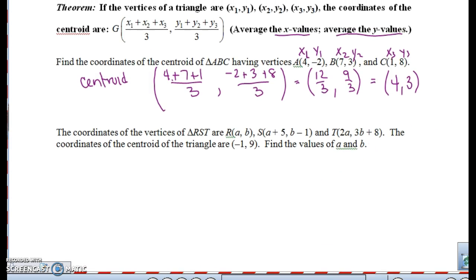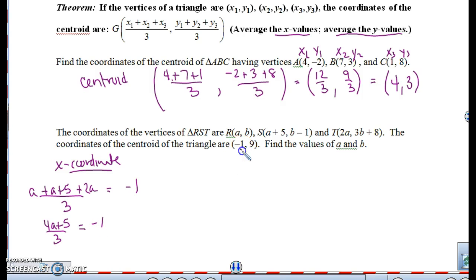All right, so now that we know the coordinates of the centroid are added together, let's find the values of a and b. We know that x plus x plus x, divided by 3, will equal negative 1. So for the x-coordinate of the centroid, you take a plus 5 plus 2a and divide that by 3, and that should equal negative 1. That gives me 4a plus 5 divided by 3 will equal negative 1. Multiply both sides by 3, and you get 4a plus 5 equals negative 3. Subtract the 5, you get 4a equals negative 8, so a will equal negative 2.